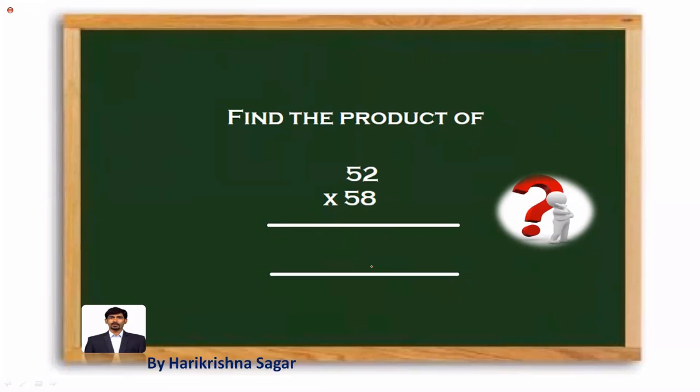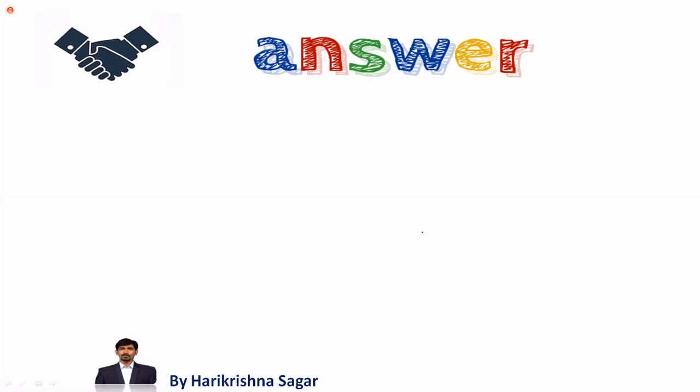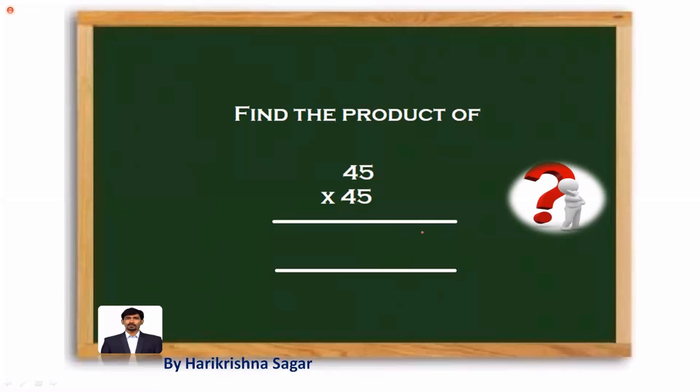Can you tell me the answer for 52 into 58? I'm looking for your response. Tell me the answer quickly. The rule is that the leftmost digit should be the same and the sum of the remaining digits is equal to 10. 8 plus 2 is 10, so you can apply it. 5 into 6 is 30. 8 into 2 is 16. The answer is 3016. Nice, good response from the students. Look at the next question.